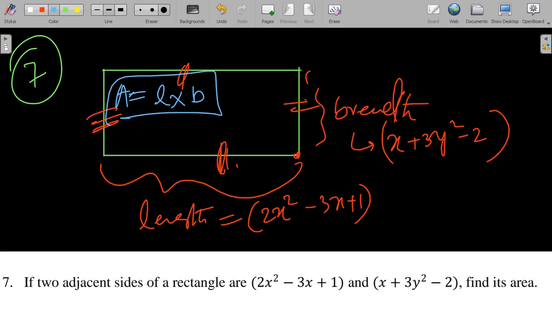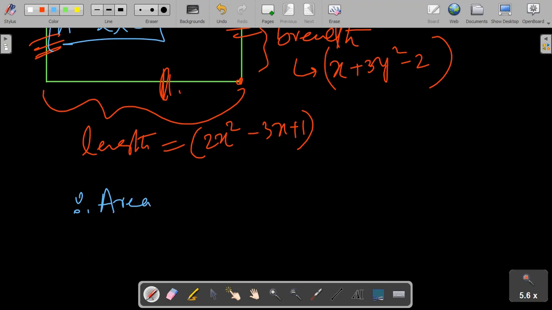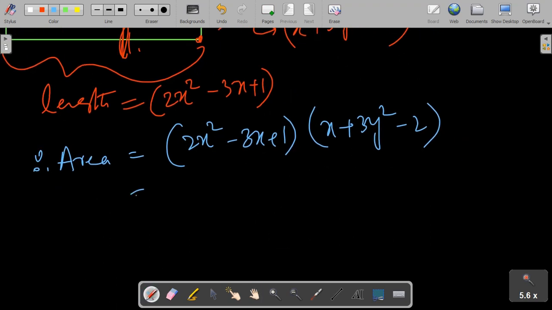So now what we will do then? We will just multiply the length and breadth. So therefore, area is equal to length, whatever it is given, multiplied with the breadth, whatever it is given, right? So I hope all of you can understand it very clearly. If there is any doubt, again I am repeating, all of you can just comment that part in the comment section. So let us now multiply.